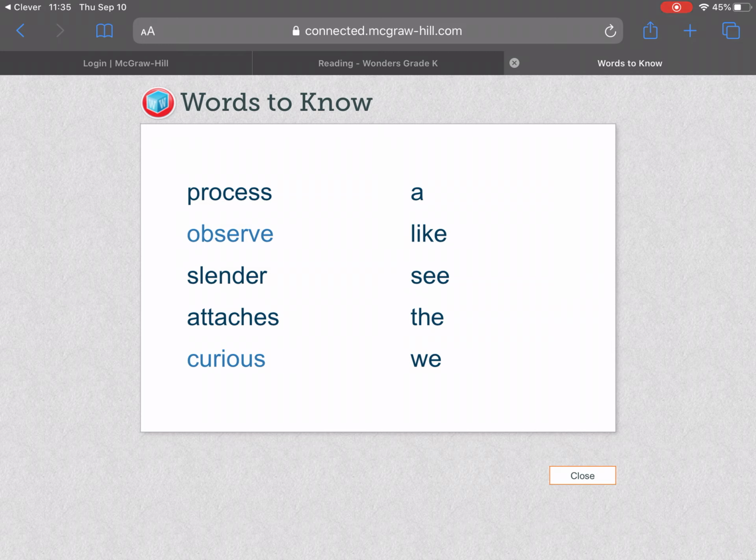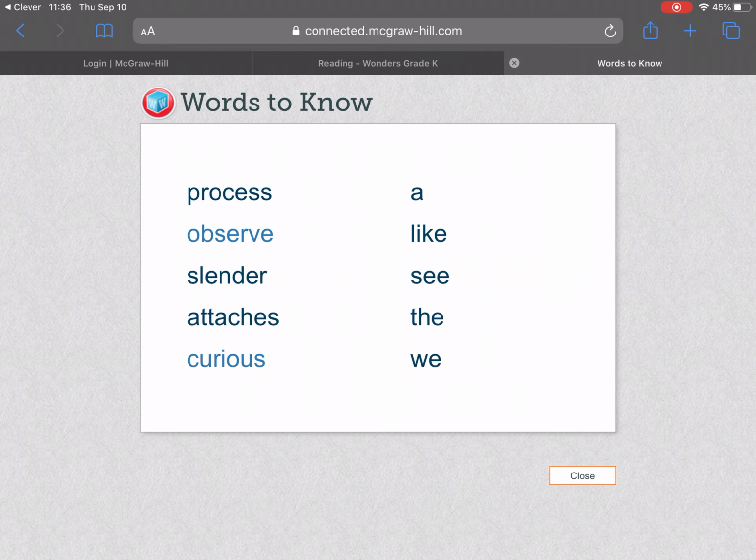So just to review, so far we've done observe. Remember, that's when you look closely at something. Remember what we did for observe? Good, you put your hand over your eyes like you're looking really closely. And then our other word was curious. Remember we said, I want to know more, because when you're curious, you want to know more about something. So those were our first 2 words earlier this week.